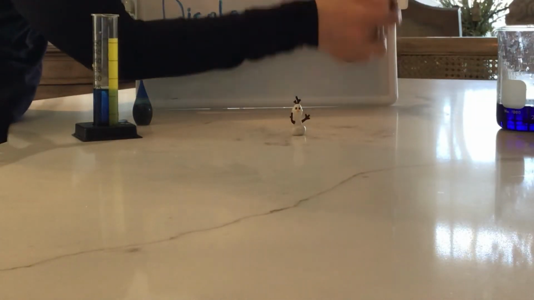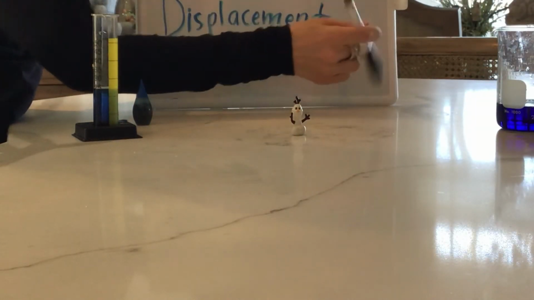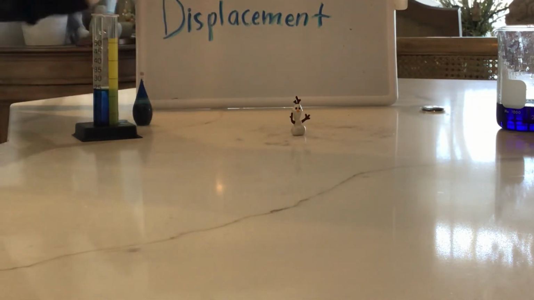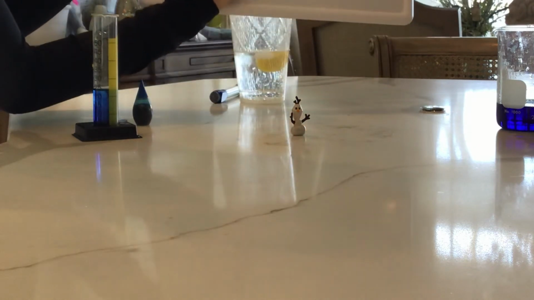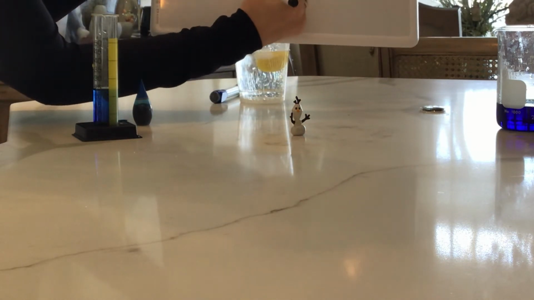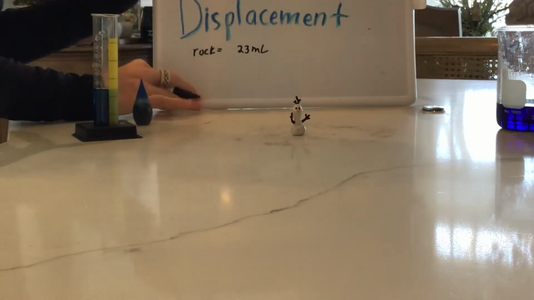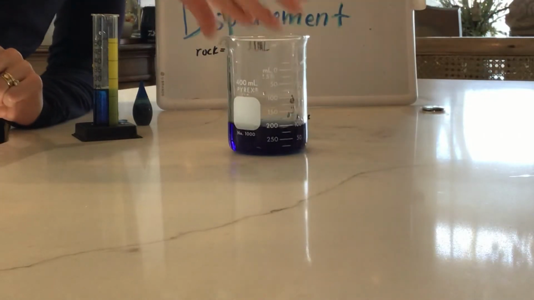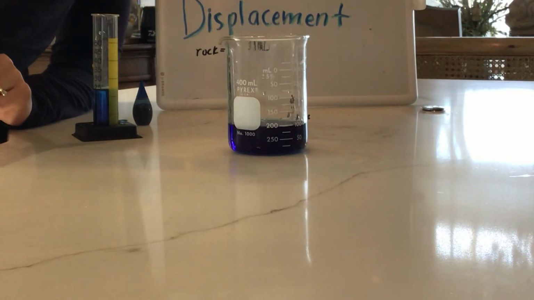So on my paper here, if I was doing a worksheet, which you guys will be doing, I would write rock equals 23 milliliters, because that's how much the water level rose when I dropped it in, right?